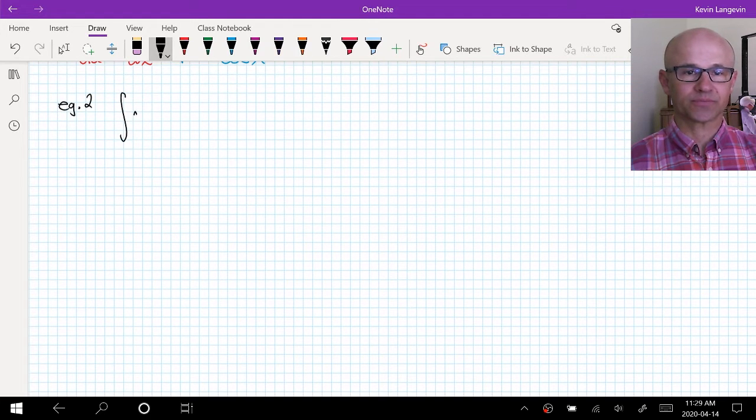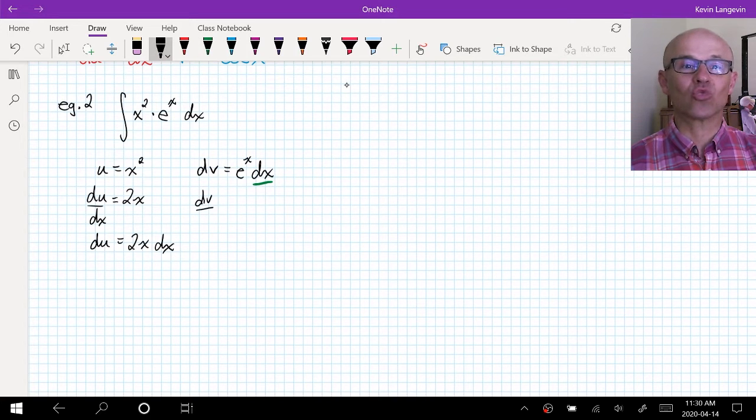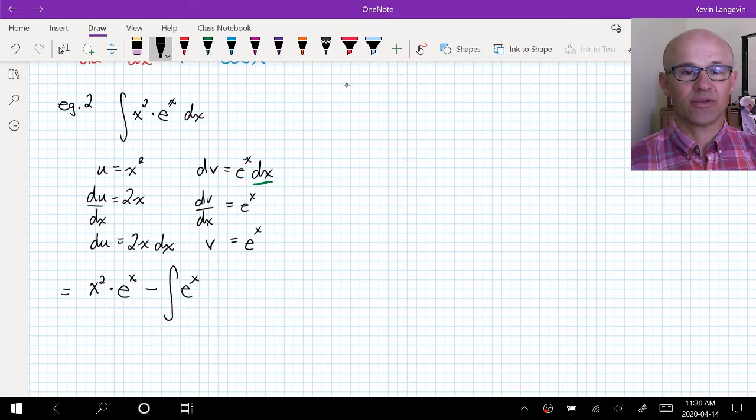Example 2. The integral of x squared times e to the x dx. Our u is going to equal the function with a power. Du then is equal to 2x dx. Our dv is going to equal the rest of everything in that integration. Taking the antiderivative gives us v is equal to e to the x. We plug it into our formula. U times v minus the integral of v du.